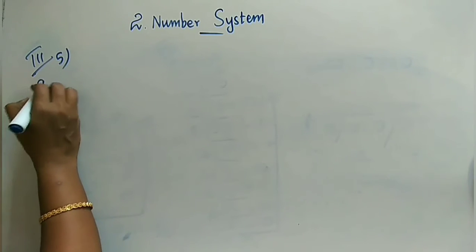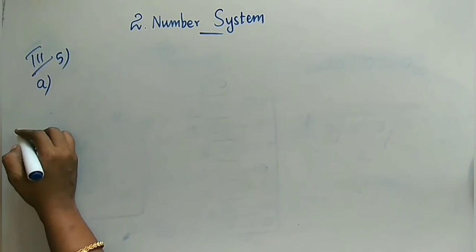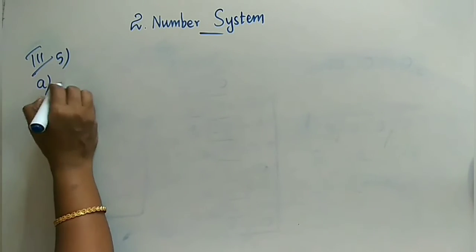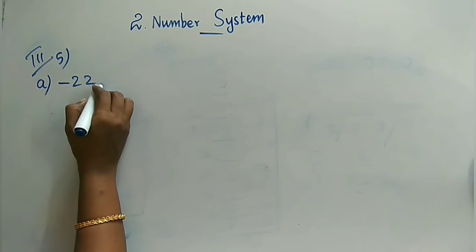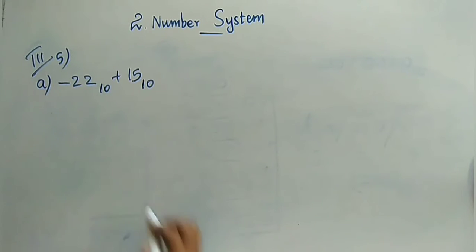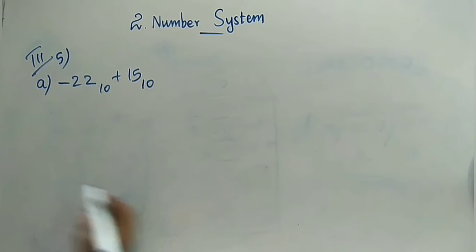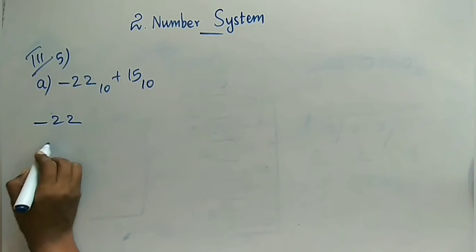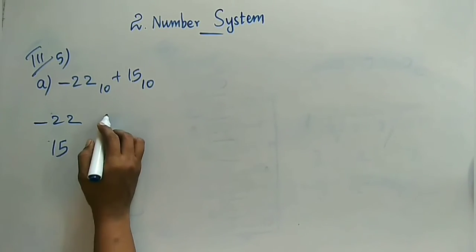Your first one, it is your part 3 fifth problem. You are going to add. In that you are having 2 problems. First one, it is your A: minus 22 to the base 10 plus 15 to the base 10. Now we can see how to proceed with it. It is your binary addition. You people already know, I am just going to write it. What is the binary form for this one?